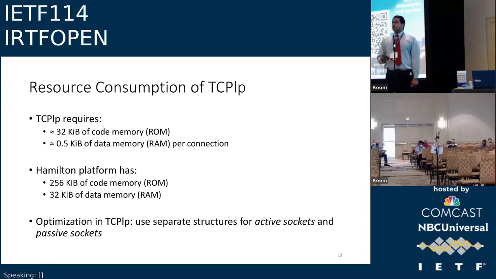So now that we have our implementation of TCP, we can concretely answer the question of what the resource requirements of running TCP are. What we found is that TCP-LP requires 32 kilobytes of code memory and about half a kilobyte of data memory per connection to store all of the TCP connection state in a full-scale TCP implementation, while our platform has substantially more code and data memory than that. As an optimization, we use separate structures for active sockets that are actually endpoints of a TCP connection and passive sockets that are just listening for new connections, which helps to save a bunch of memory as well. But the point here is that, at least in terms of connection state, we're well within the bounds of the available memory.